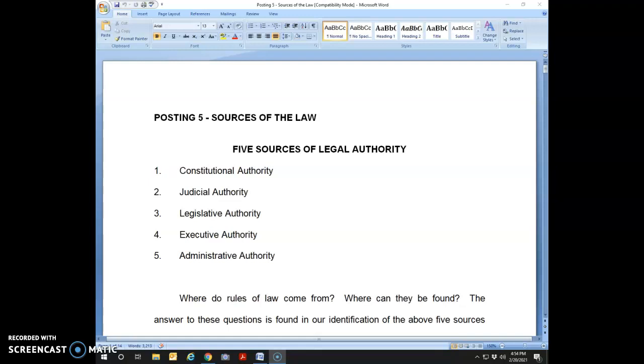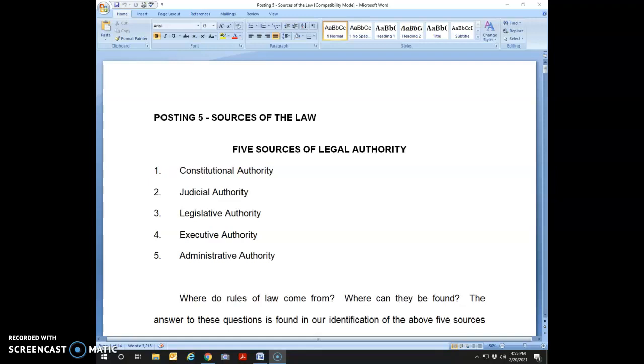substantive law. And our first order of business, and I think this is what anybody going into the study of the law, be it from the point of view of a paralegal or an attorney, should be considering at the introductory level: where do the rules of law come from?